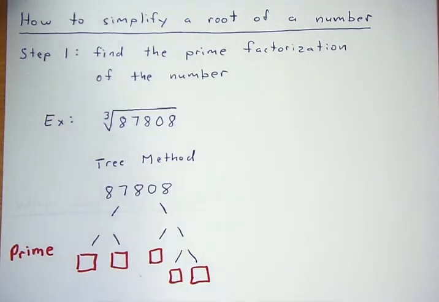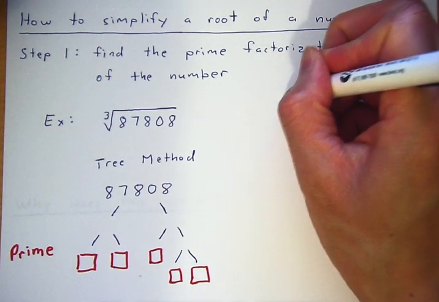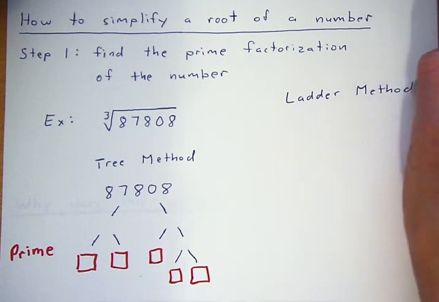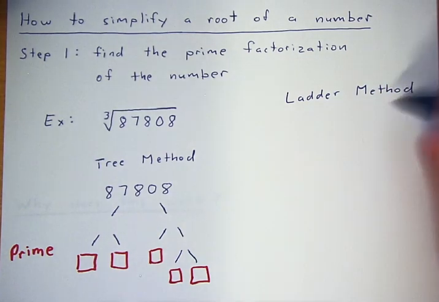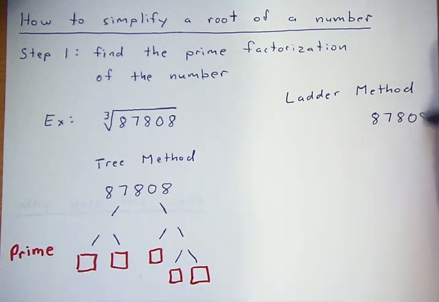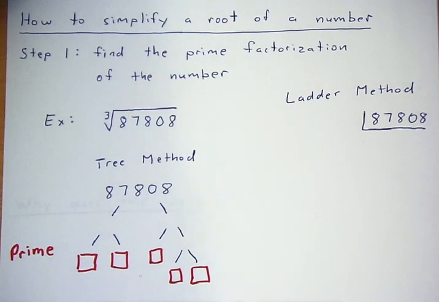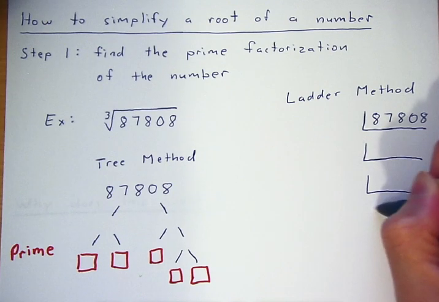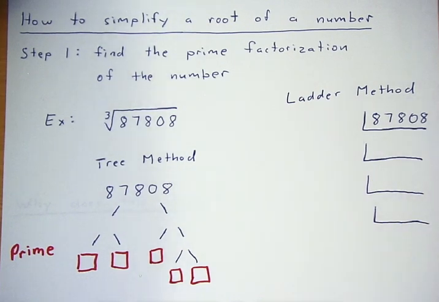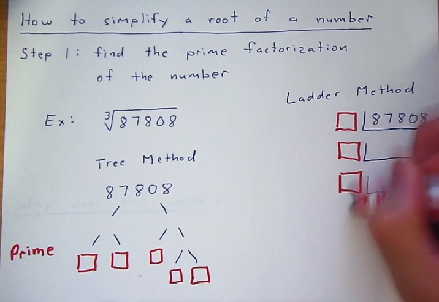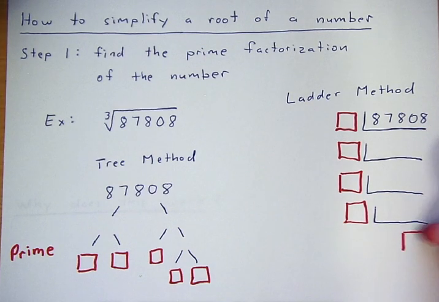Another way you can do the prime factorization is the ladder method. In the ladder method, you start off by writing the number you want to factor in the top right-hand corner. And you divide it by prime numbers until you get to some point where all the numbers here and at the end are prime. So you stop when this last number here becomes prime.